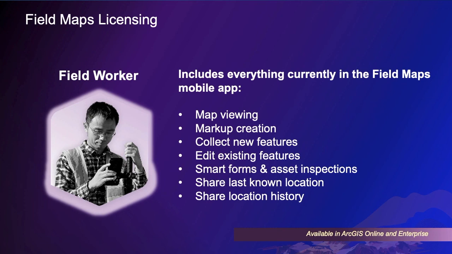In most cases, your mobile workers should have a field worker user type assigned to them. A field worker user type will allow your mobile workers to sign in and use all of the functionality that's currently in the Field Maps mobile app. It'll give them the ability to view and interact with maps, create markup, collect new features with high accuracy, edit existing features, use smart forms, and complete asset inspections. Also use the location tracking service to share their location.